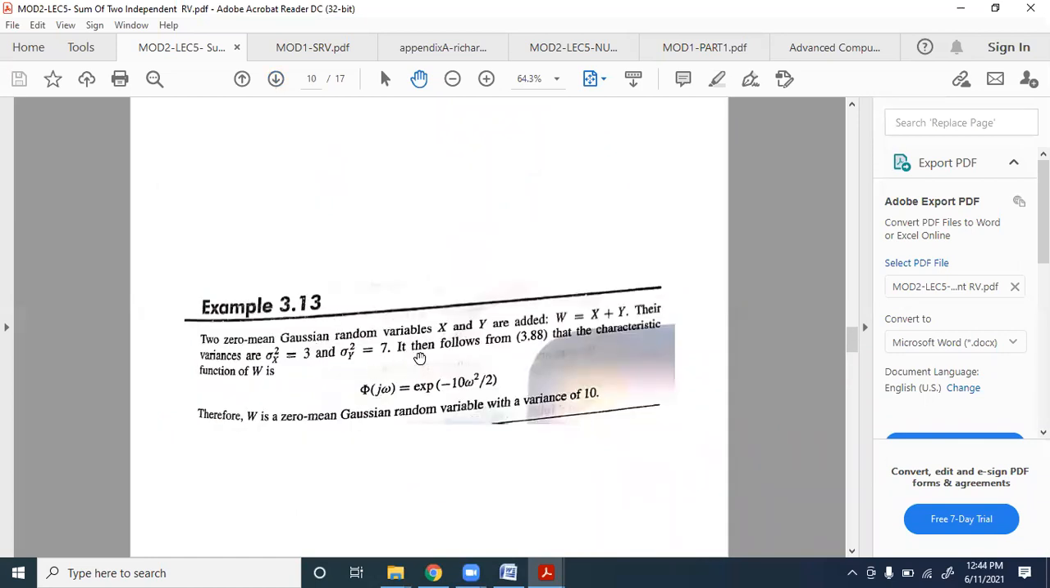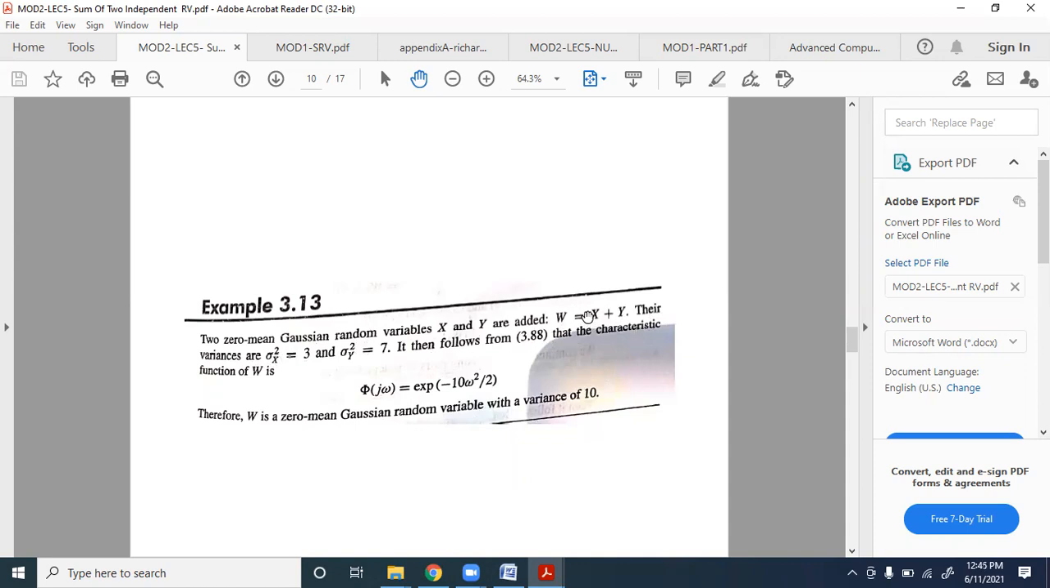Now let us go for the next problem over here. We have considered two zero mean Gaussian random variables, that is mu x and mu y is equal to 0. W is equal to x plus y. Their variances are sigma x squared equal to 3, sigma y squared is equal to 7. Then we will consider here that x and y are independent random variables, right? So under that condition, then we need to find the characteristic function of w.